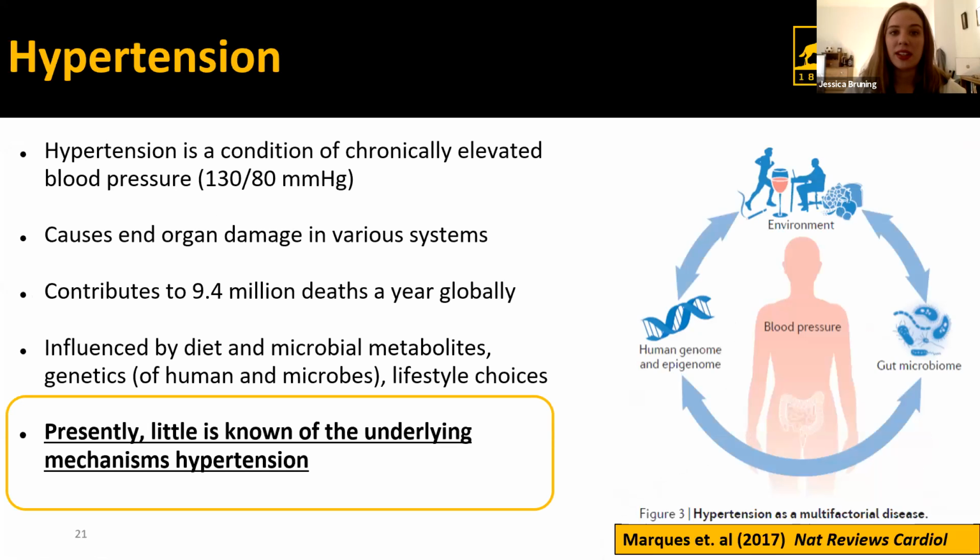Hypertension is defined as a chronic condition of elevated blood pressure, 130/80 millimeters of mercury. And even though this pathology contributes to approximately 9.4 million deaths a year globally, very little is known about underlying mechanisms that lead to hypertension. What is suspected is that hypertension is a multifaceted pathology influenced by lifestyle choices such as diet, the microbiome, its metabolites, and genetics.